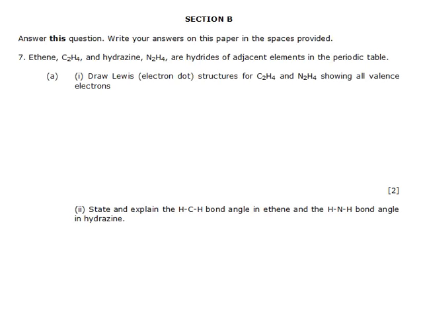IB Year 11 exam, June exam, section B. Question 7. Draw Lewis electron dot structures for C2H4 and N2H4 showing all valence electrons.